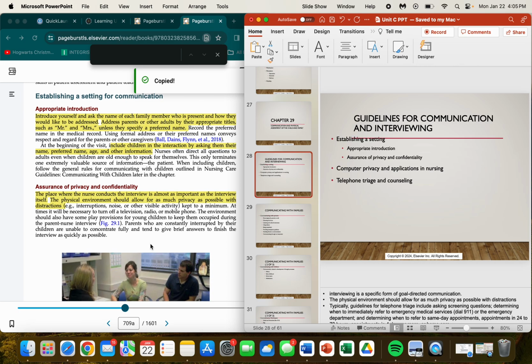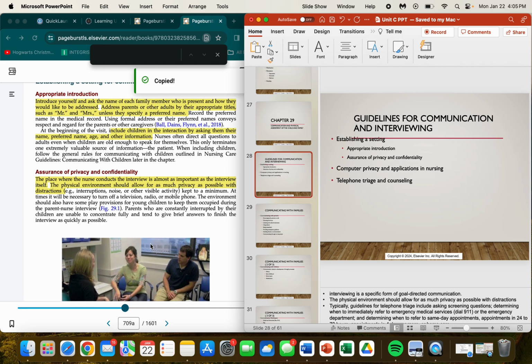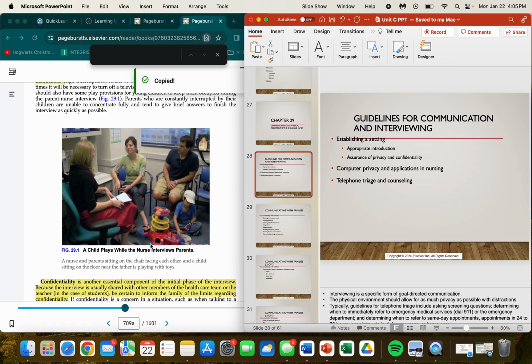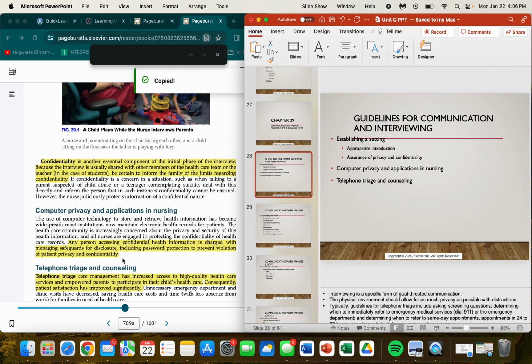And then when we talk about the interview, the place where the nurse conducts the interview is just as important. We want to make sure it's private. We want to make sure there's no distractions. And then we also need to make sure that it's confidential, right? It's health information. We can't break HIPAA. We want to make sure that we perform that interview in an appropriate treatment room or wherever it is that we are, with the door closed, as long as safety permits that.